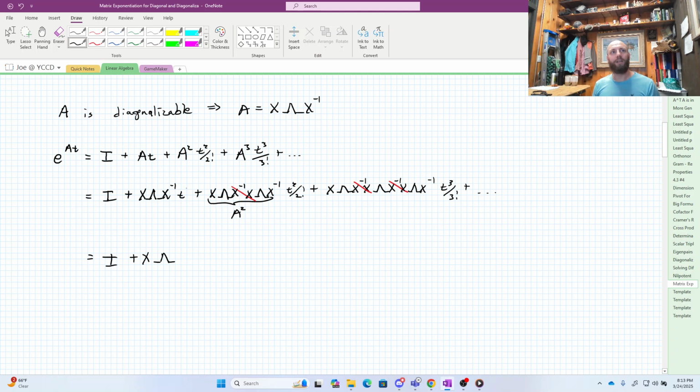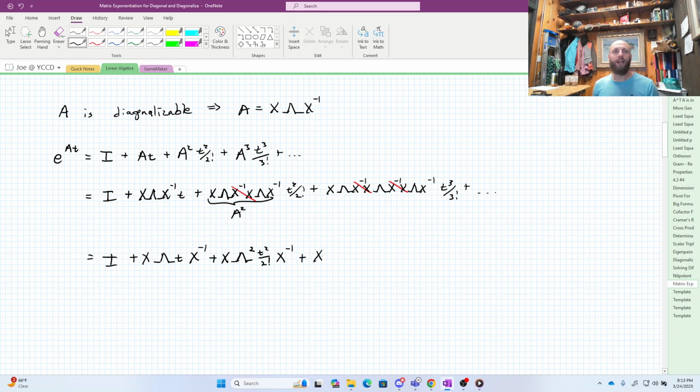I'm going to do a little factoring here. I'm going to bring this scalar t that could go anywhere in these symbols. I'm just going to bring it next to the lambda. Right, it's just a scalar so it can go any place. Here I'm going to have an x, a lambda squared, a t squared over 2 factorial, and then an x inverse.